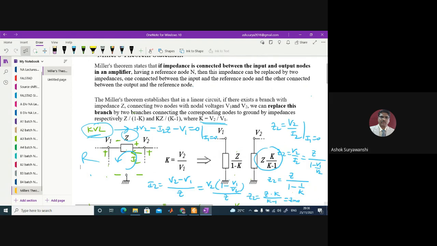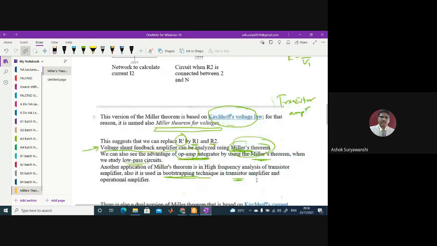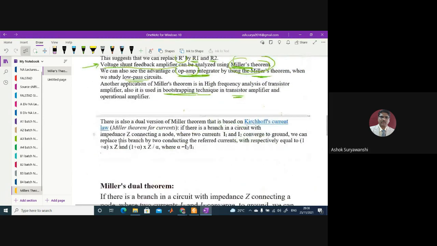Now let us see the second part of this particular theorem, and that is nothing but the dual of Miller's theorem. There is also a dual version of Miller's theorem that is based on Kirchhoff's current law. The main Miller's theorem is based on Kirchhoff's voltage law, which is also called Miller's theorem for voltages. And the dual of Miller's theorem is based on Kirchhoff's current law, so it is also called Miller's theorem for currents.